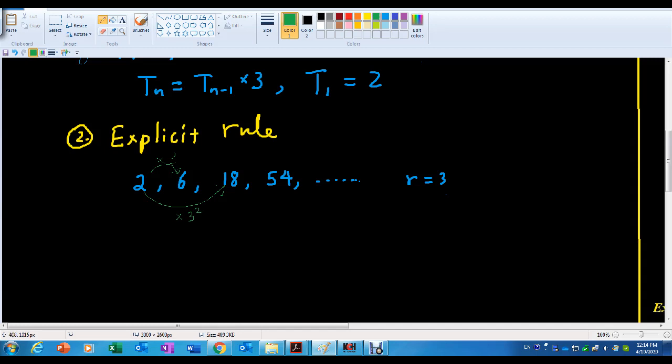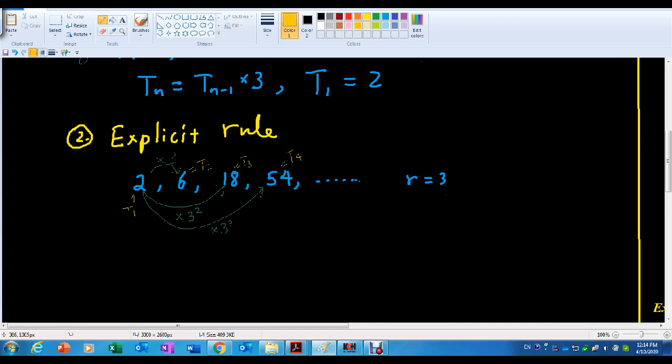Alright, so how about the fourth term? The fourth term, we are going to multiply by 3 to the power 3. And so on. So how about Tn, the nth term? How many 3's are we going to multiply? Let's see the pattern. This is the first term, this is the second term, this is the third term, this is the fourth term.